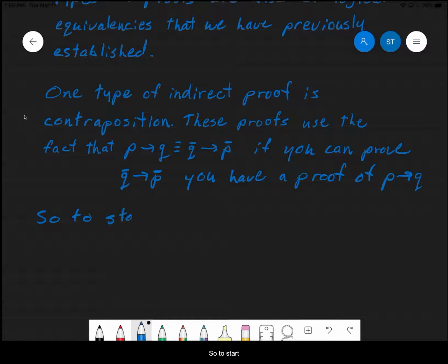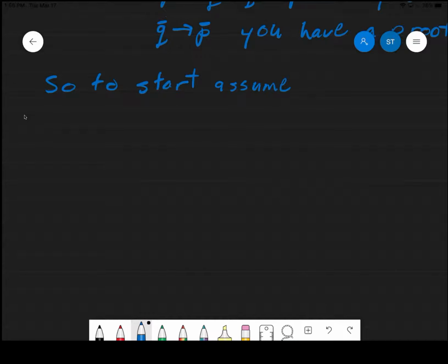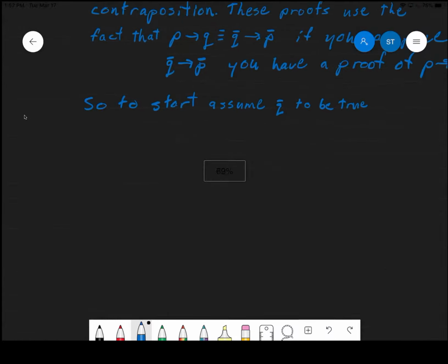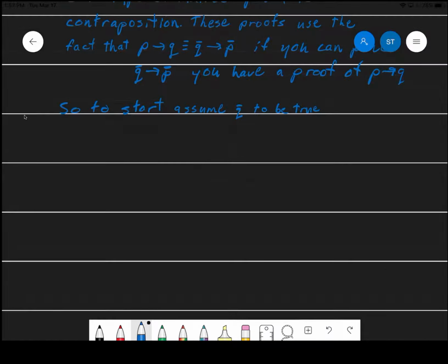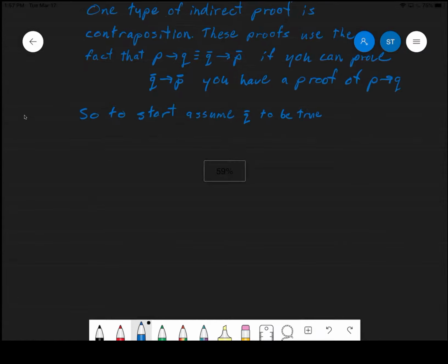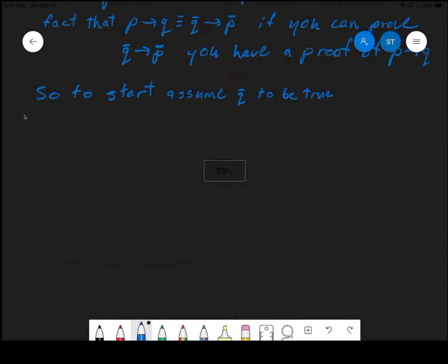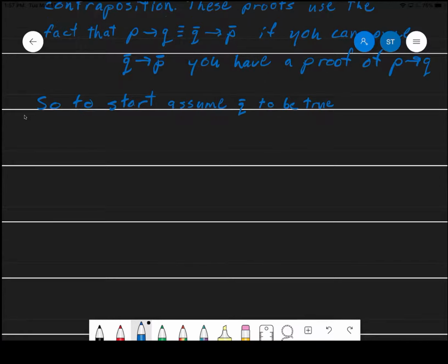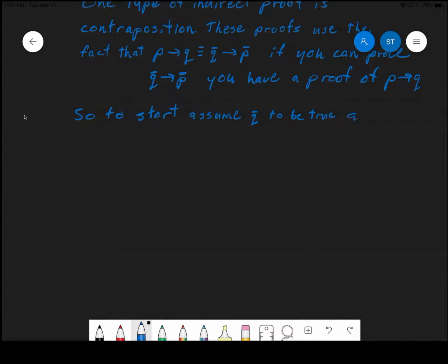So to start, we assume not Q to be true, and prove not P must follow.